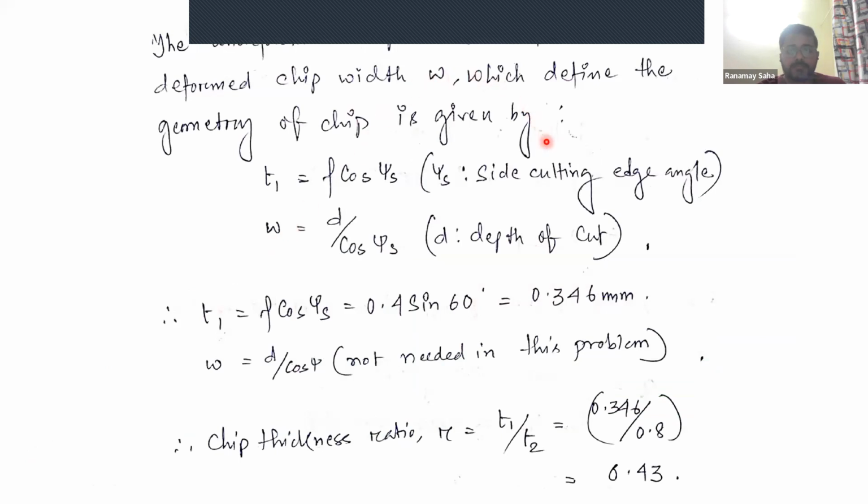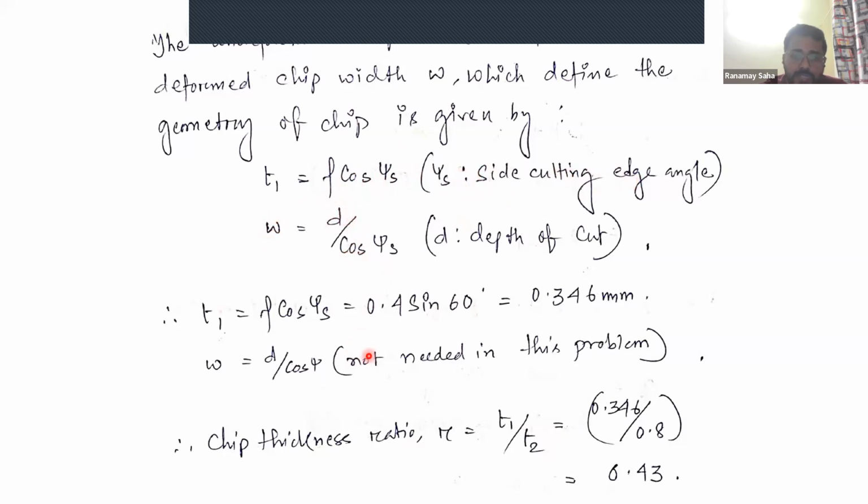So the undeformed chip thickness t1 and the undeformed chip width w, which define the geometry of the chip, are given by t1 equal to f cos psi, or you can use f sine of the inclination angle i, because the summation of the inclination and this side cutting edge angle happens to be 90, right? So using that, you can also do that. Let's suppose this is f cos psi and the width happens to be d by cos psi. d is the depth of cut.